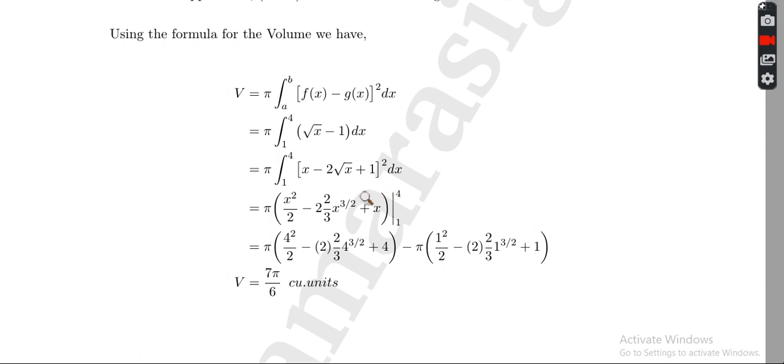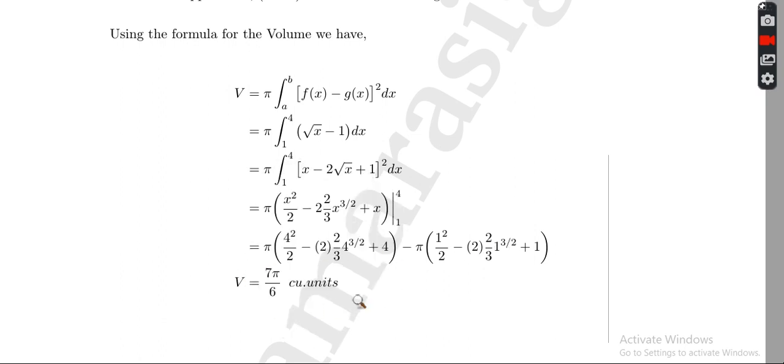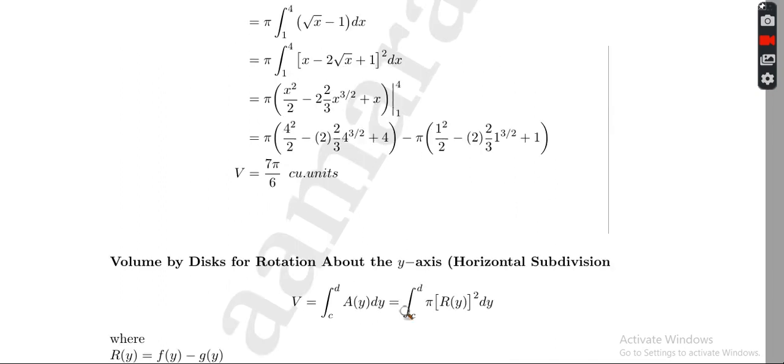Okay. Then, substitute natin yung value. So, that is 4 squared over 2 minus 2 times 2/3 times 4 raised to 3 halves plus 4, and then minus the lower limit: 1 squared over 2 minus 2 times 2/3 times 1 raised to 3 halves plus 1, all times pi. So, kapag sinimplify ko yung buong to, we come up with the volume, and that is approximately equal to 7 pi over 6 cubic units.